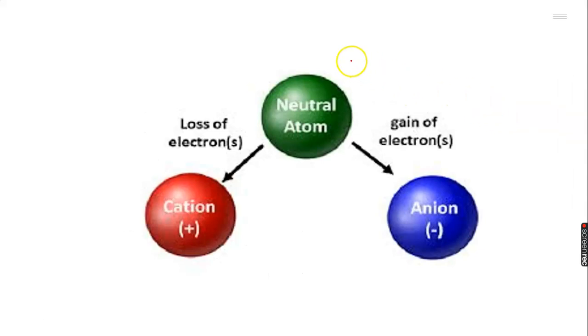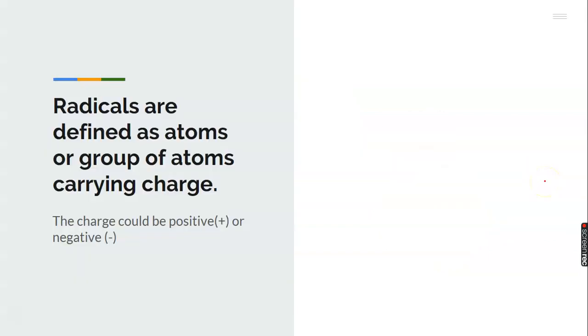On a normal day, an atom is always neutral. Like I said, when we were calculating the valency number of each compound the other time, everything is supposed to be neutral. But when there is loss of electrons, you have the cation. When there is gain of electrons, you have the anion, which is a negative charge.